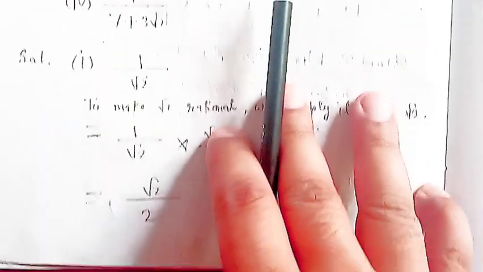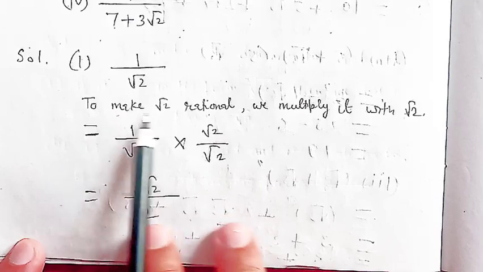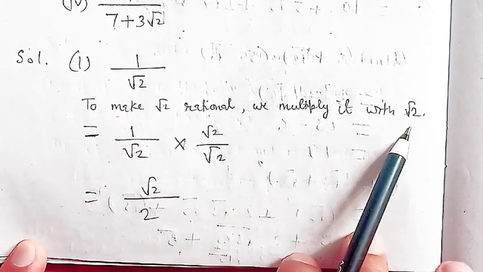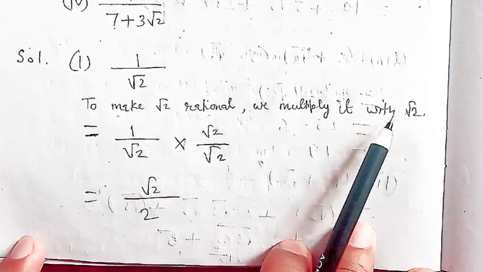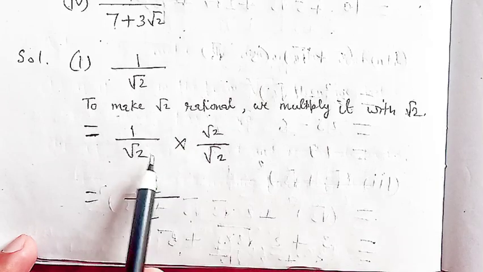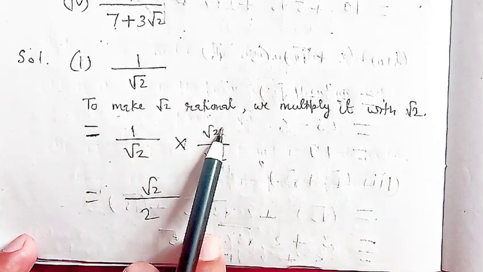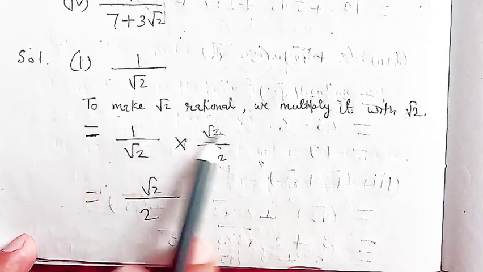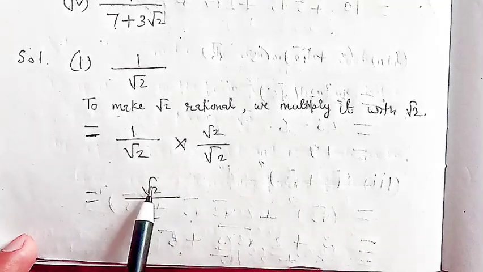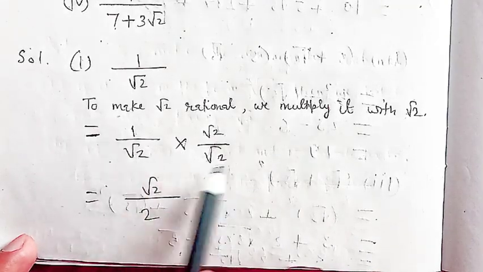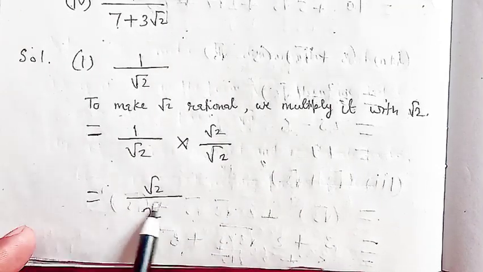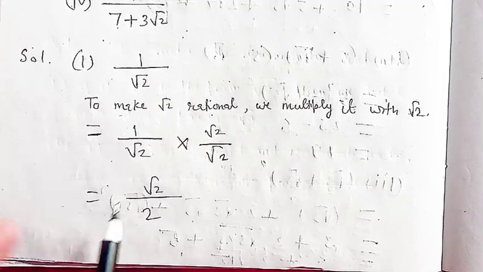Here 1 by root 2. To make root 2 rational, we multiply it with root 2, because root 2 into root 2 is 2. So if we multiply the denominator with root 2, then we have to multiply the numerator with root 2 also. So the product above becomes root 2, the product below becomes 2. Here we get a number whose denominator is rational. This is required.